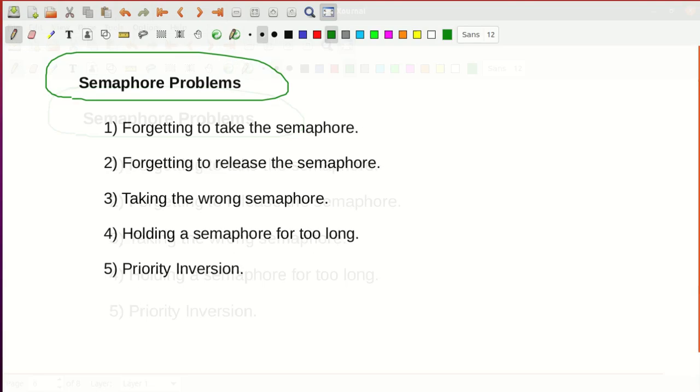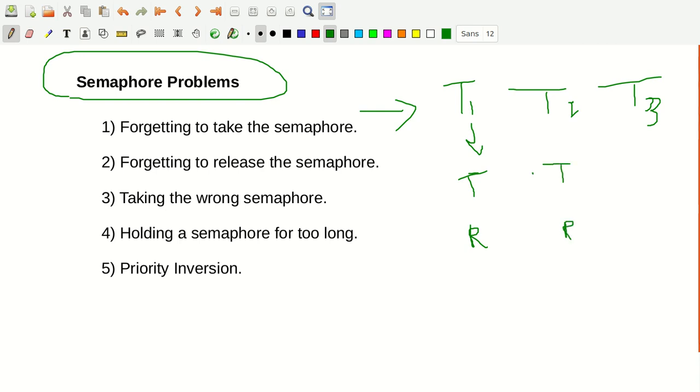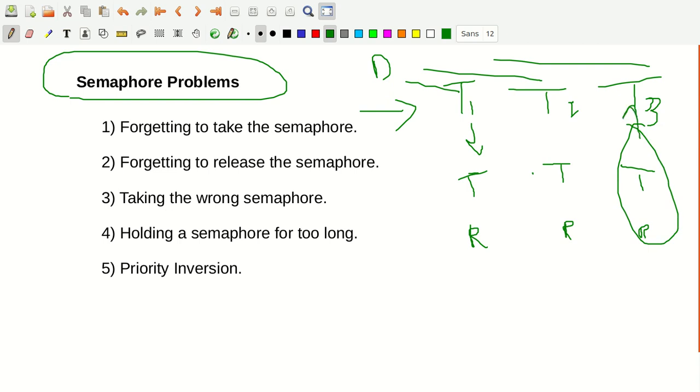Whenever you have different tasks, maybe you have a T1 task, a T2 task, a T3 task. One task takes the semaphore and releases the semaphore. Another task takes the semaphore and releases the semaphore, and it has access to the same shared data variable, shared between T1, T2, T3. But you forget to write the take semaphore and release semaphore for the T3 task. Now, T1 has taken and released the semaphore, but you forgot to write it for T3. Now, T3 will definitely have access to the shared data variable.